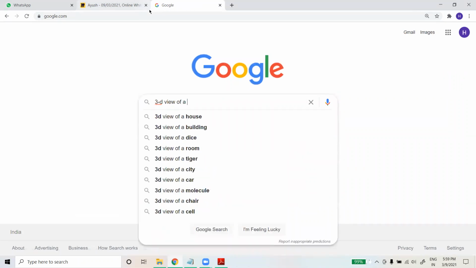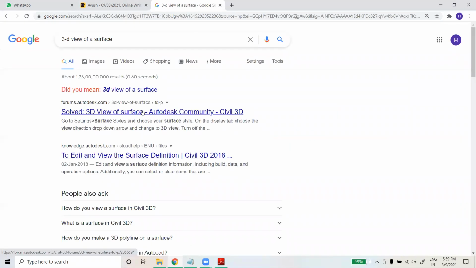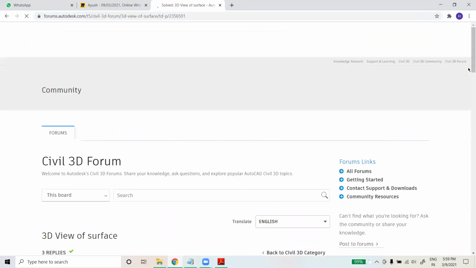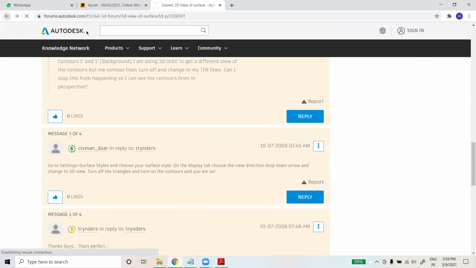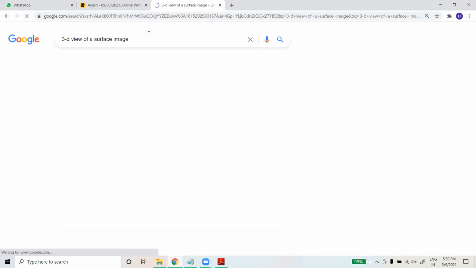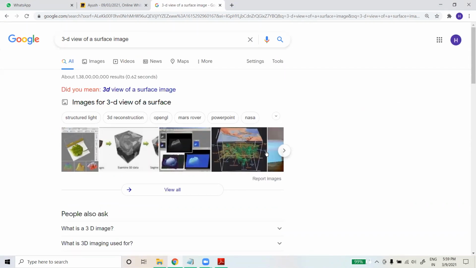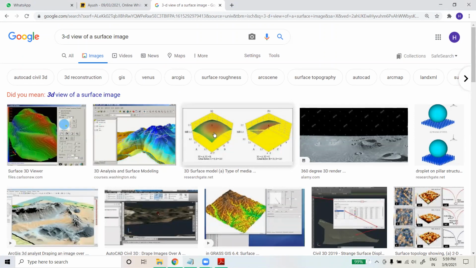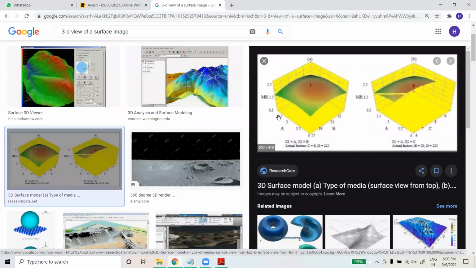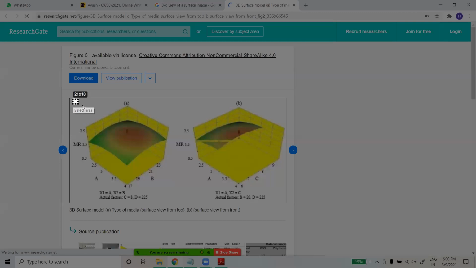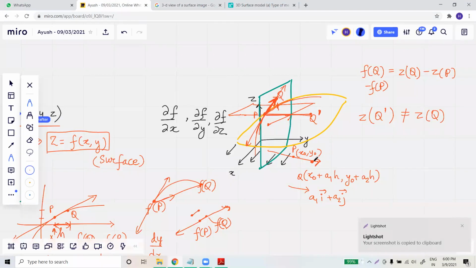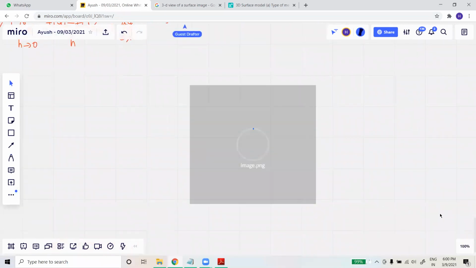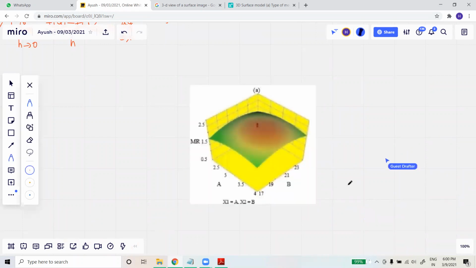3D view of a surface. Let's catch some, let's just copy some picture somewhere. This one. Yeah, the graph, I see.